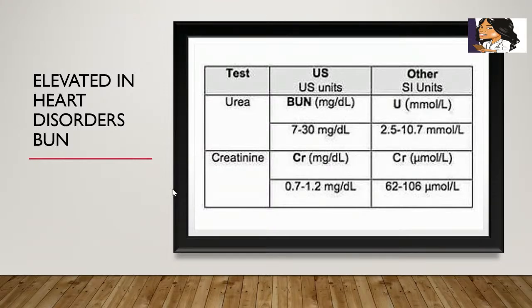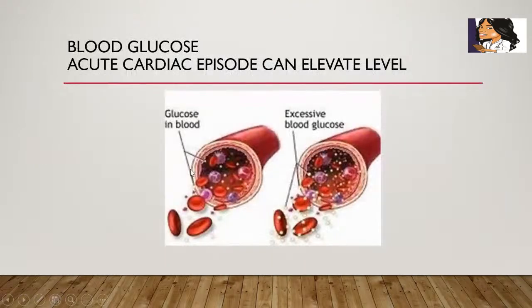All right, so elevated in heart disorders. I want you to remember the BUN is elevated in heart disorders. So the kidneys, guys, the heart and the kidneys, they're going to be together. So make sure that you understand that the BUN levels may be elevated if someone is having some type of heart disorder. So don't feel like it's out of place.